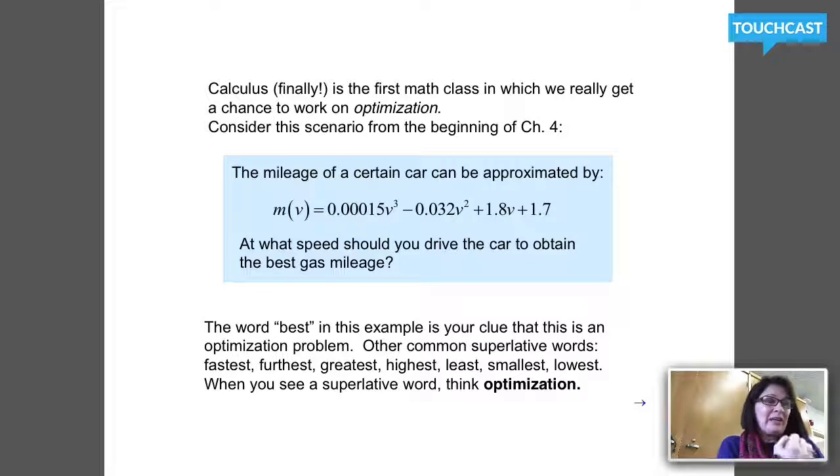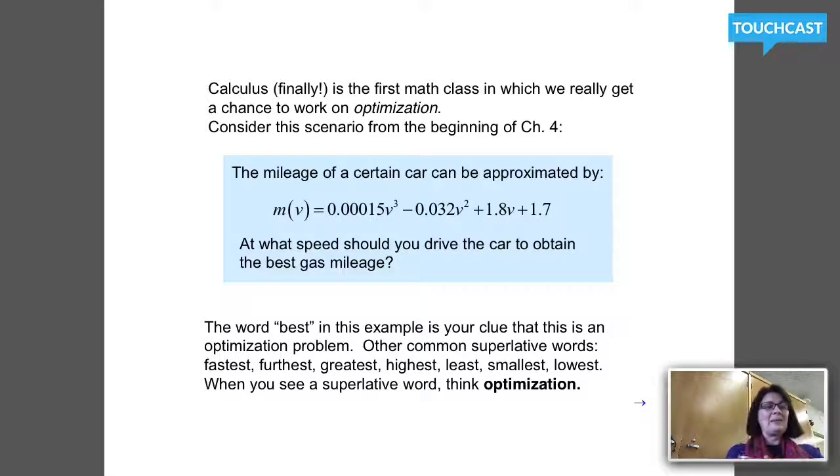And we can do it even here with this one thing that we know so far, which is how to find a derivative. So in this problem, what speed should you drive your car to obtain the best gas mileage? That word best, that's our clue that we have an optimization problem. Anytime you see a superlative word, the best, the fastest, the longest, the shortest, the furthest, I've got a list there. That's how you know this is an optimization problem.